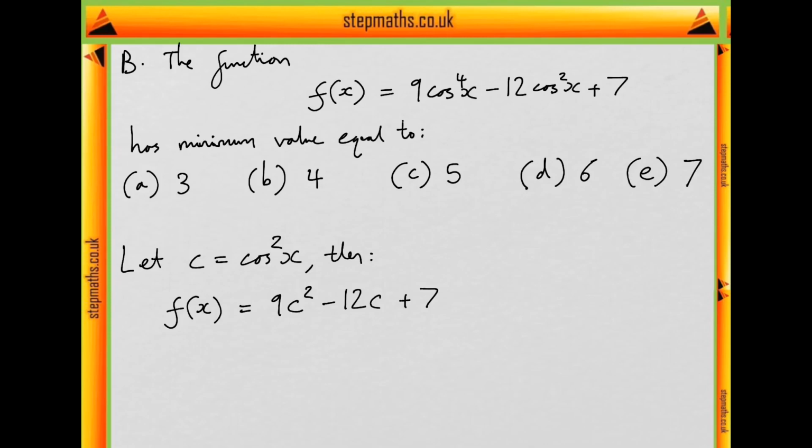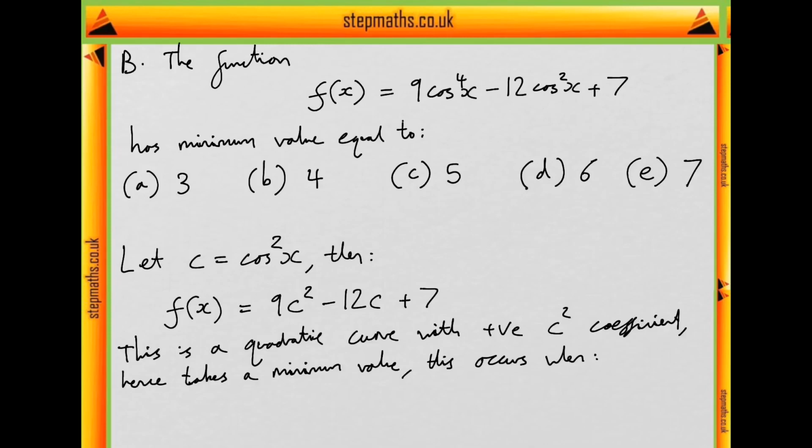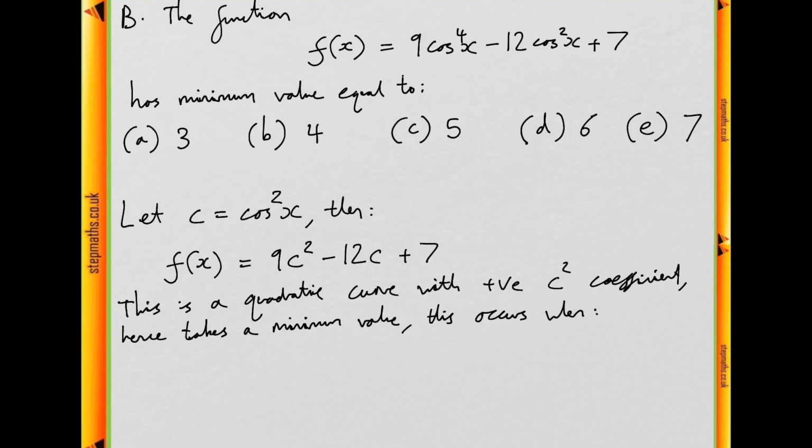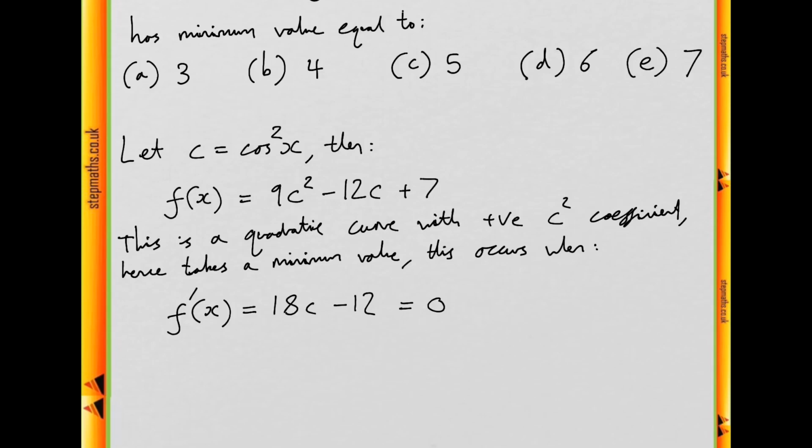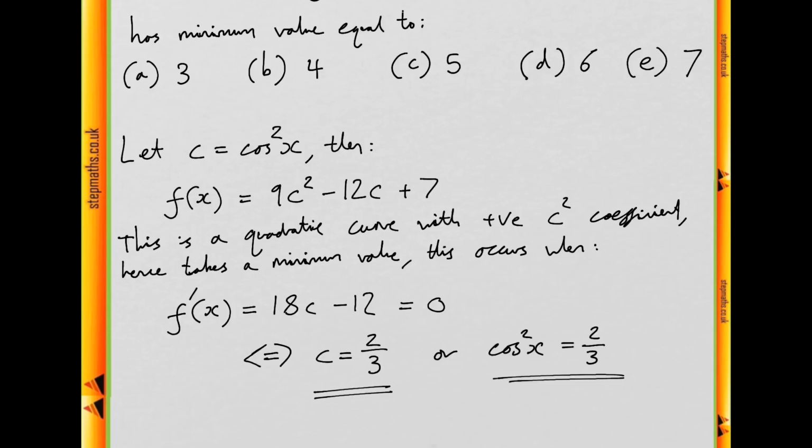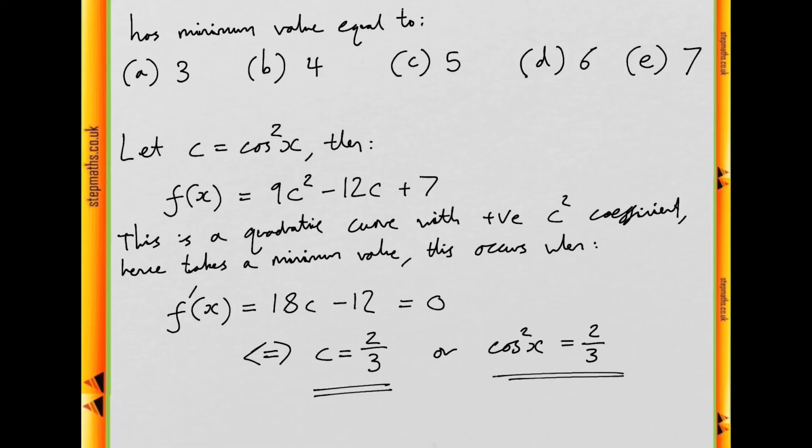I can do this, for example, by differentiating. I know it's a happy face. As I said, it's a quadratic curve with a positive c squared coefficient, so it will have a minimum. So I can do this by differentiation. So let's go ahead. f dash gives me 18c minus 12. And I know that the minimum will be when that equals 0. Well, what does that give me? Simply that c is 2/3. Or in other words, cos squared x is 2/3.